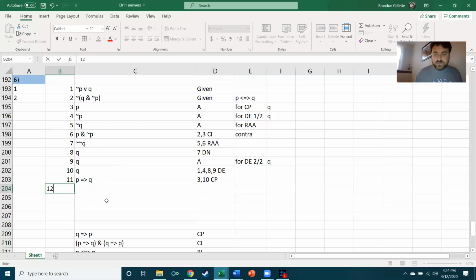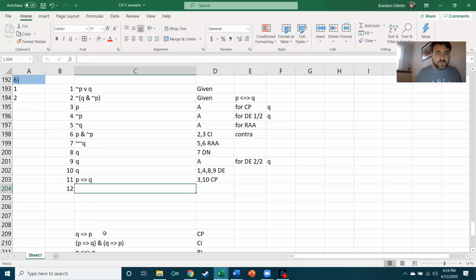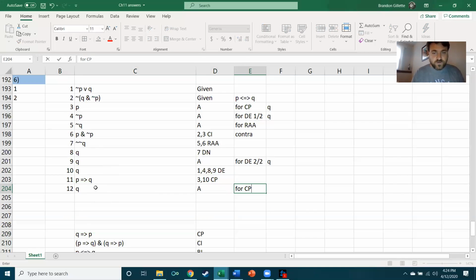Okay, so we know that the next thing we need to do is start looking at how to prove if Q then P, and we know what the first step has to be. Because it's a conditional, we want to assume the antecedent, and let's keep track of what assumption this is. This is for conditional proof, and we want as a target our consequent.